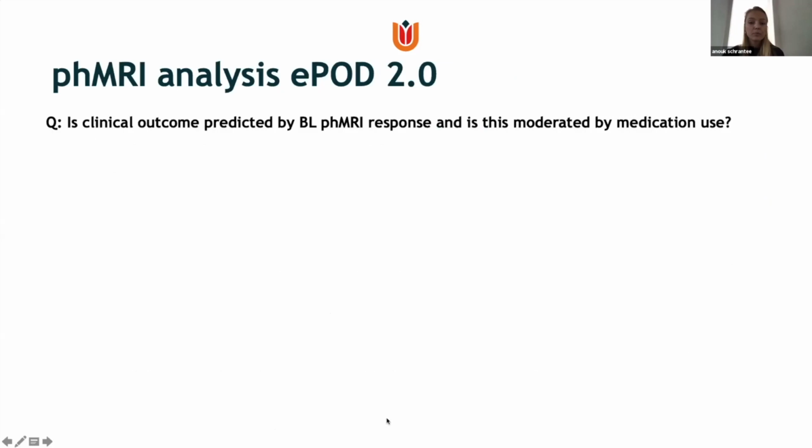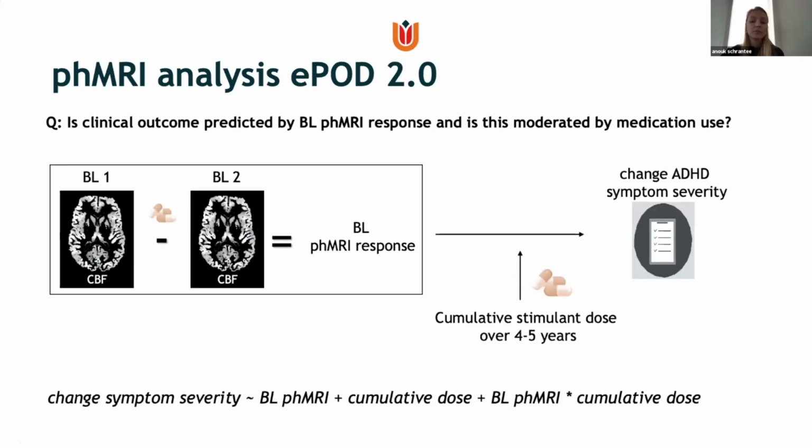So for the follow-up, we were mainly interested in whether this baseline pharmacological MRI response would also be a good predictor for clinical outcome later on, and if this was moderated by medication use over time. So for this, again, we took the baseline pharmacological MRI response and built a statistical model in which we included cumulative stimulant dose as a moderator.